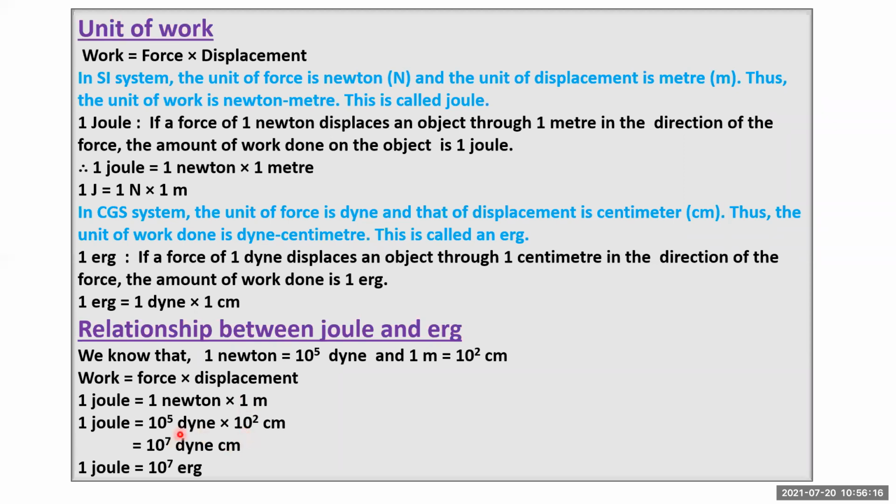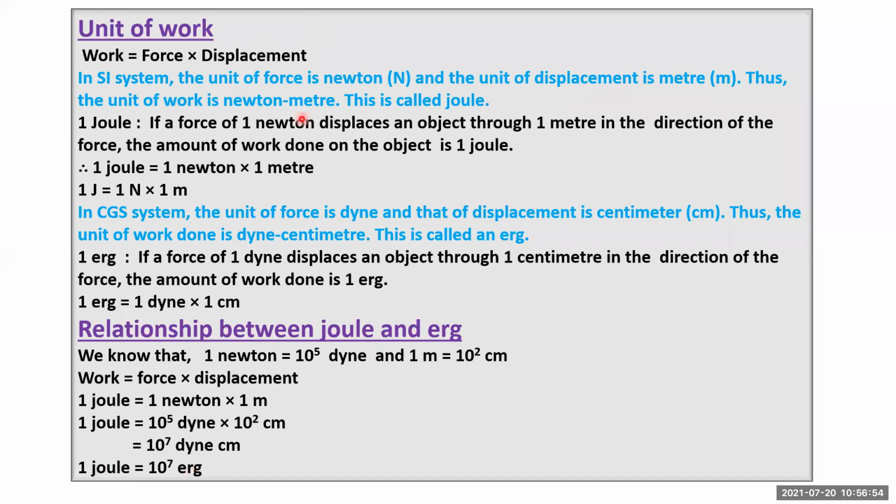Now on multiplying 10 raised to power 5 and 10 raised to power 2, it becomes 10 raised to power 7 dyne centimeter. As you know the properties of exponents in mathematics, if the base is the same, the powers get added. Hence, 1 joule is equal to 10 raised to power 7 erg. Now, this is the relationship. You should remember 1 joule is equal to 10 raised to power 7 erg.